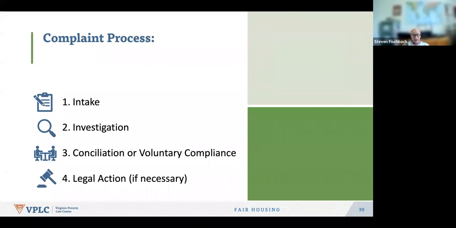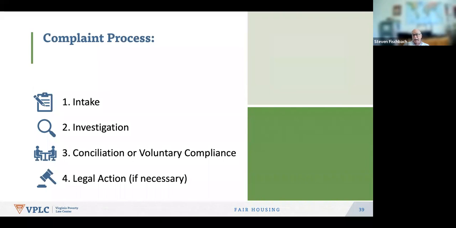Once intake is complete and jurisdiction is determined, the next step is an investigation. This would entail an agency person usually sending a copy of the complaint to the entity who the complaint is against and asking them to make a response. There may be more to it. There may be some sort of fact-finding meeting that's conducted as part of the investigation.